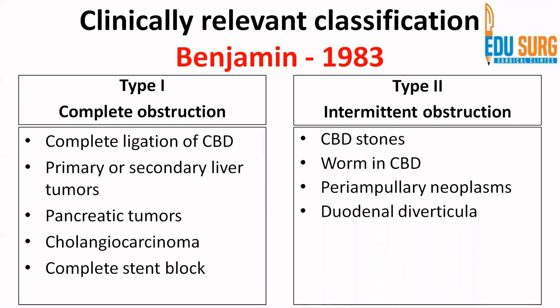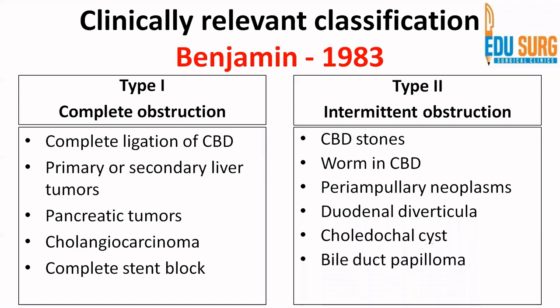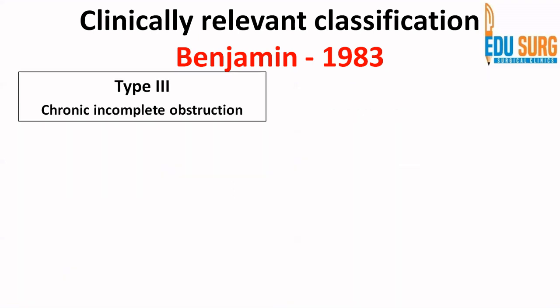Okay, duodenal diverticula occasionally hit on the ampulla and produce obstruction. Once it gets lifted, the obstruction is relieved. Similarly, choledochal cyst, bile duct papilloma is rare, and hemophilia is also extremely rare. But these are intermittent types of obstruction, which is type 2 obstructive jaundice.